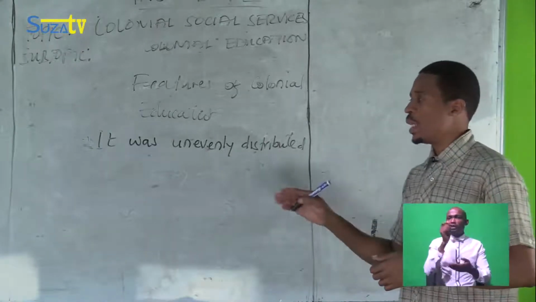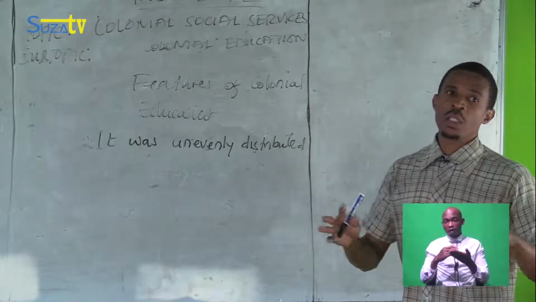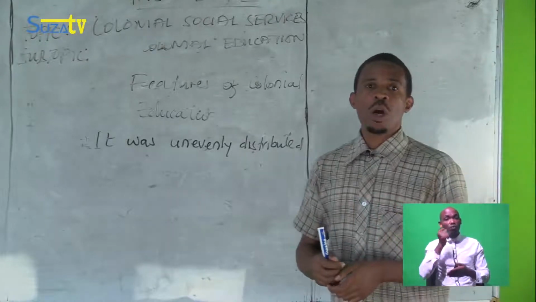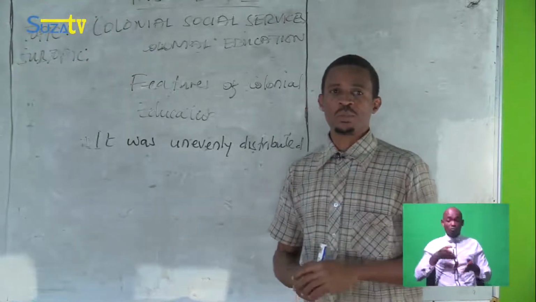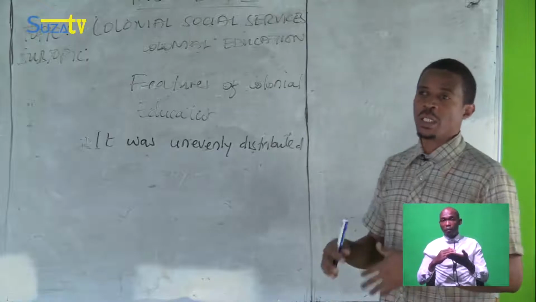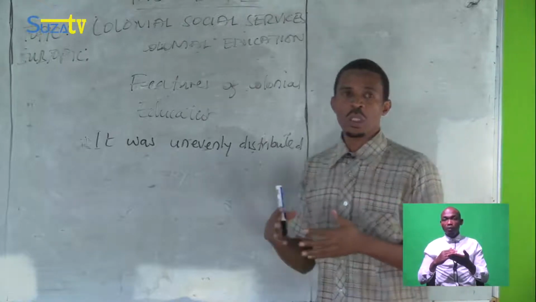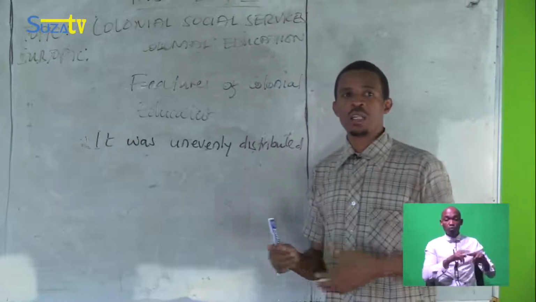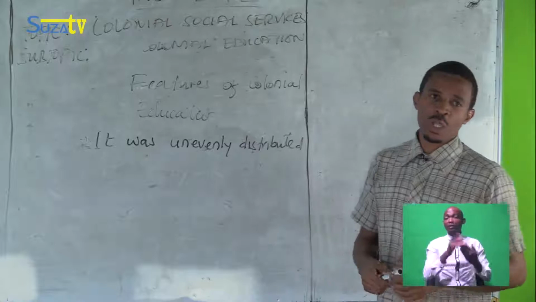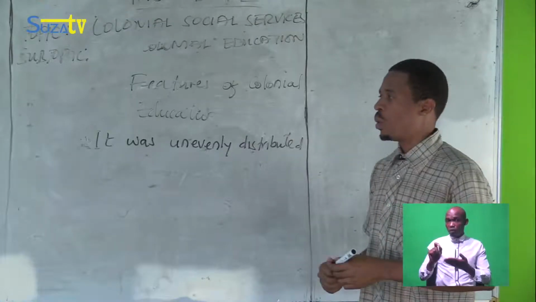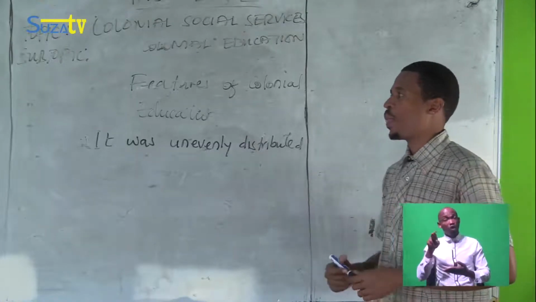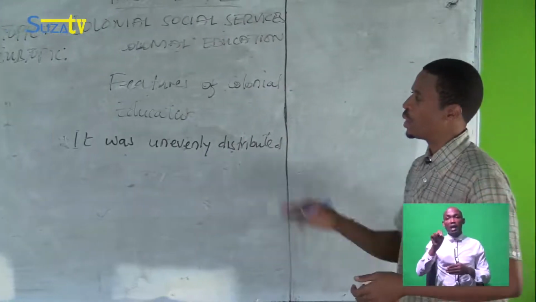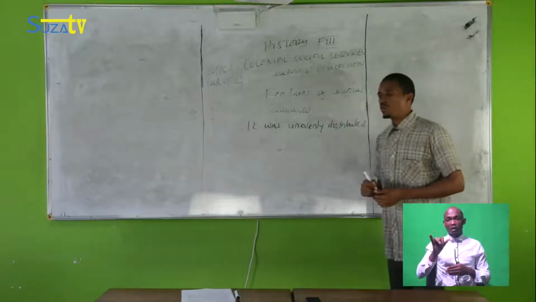And these were the areas of settlers or missionaries or productive areas. In the areas where the colonialists decided to put labor reserves, no schools were found or constructed. So it was unevenly distributed. This is one of the features of colonial education.